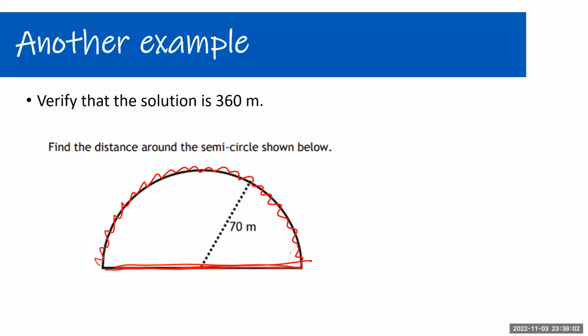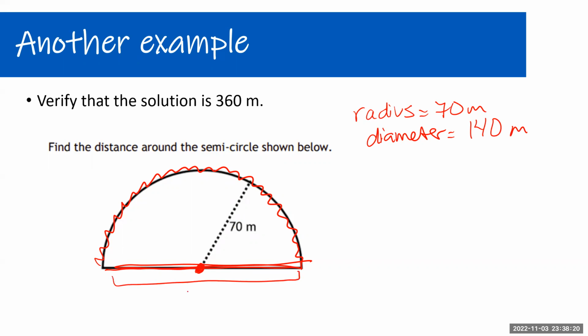Now we know it's a semicircle, okay? So that means that we know the radius is 70, which also tells us that the diameter has to be 140 because it has to be 2 times that, right? So this length here has to be 140 meters. So our perimeter is going to be that 140 meter base plus half of a circumference, because we only have half of a circle, okay?